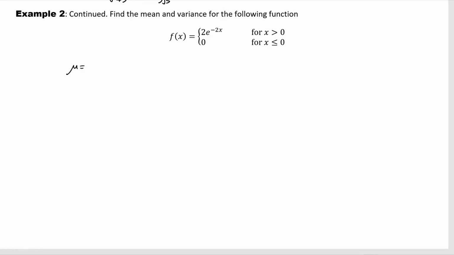Let's continue. Mean is E of X. That's the integral from minus infinity to infinity of x times f of x dx. That is the definition. But here, when x is less than 0, f is 0. So that's why it's the same as the integral from 0 to infinity of x times e to the minus 2x dx. All right, so how do we integrate this? Well, if you have 2x and e to the minus 2x, we actually use integration by parts.